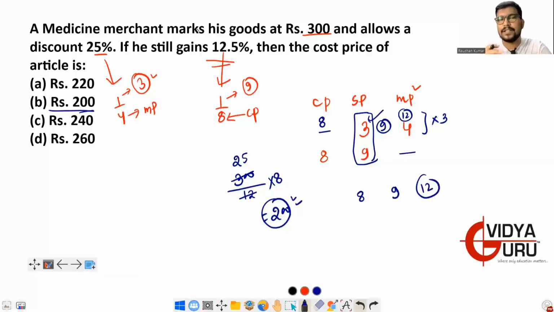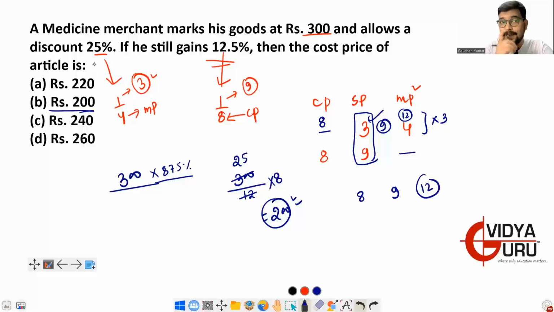Simple. The question is saying a medicine merchant marks his goods at rupees 300 and allows a discount of 25%. You can solve this question like this as well. If we concentrate on this part, 300 is your MP. Okay, and on MP we are giving a 25% discount. So if we calculate this part, 300, if we give a discount of 25%, it means 75% of 300, and this should be your SP, right?